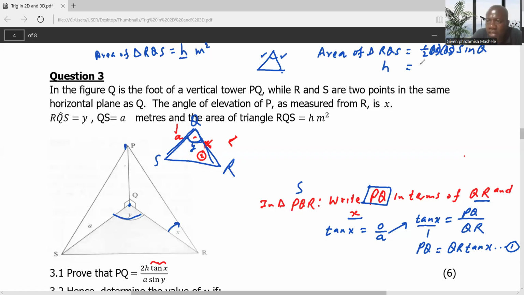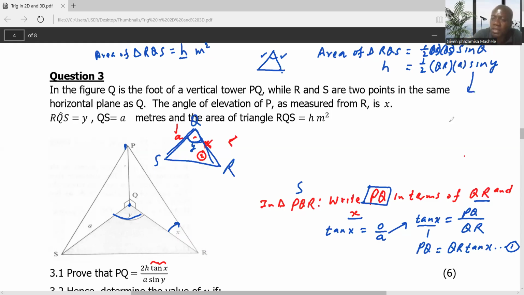We know the area. Half into QR. QR we do not know, so I'm going to write everything in terms of QR. It's what we are looking for. If we do not use this area part, we're not going to be able to answer the question. What is QS? QS is small letter A, sine of which angle? Angle Y. So let's make QR the subject of the formula.